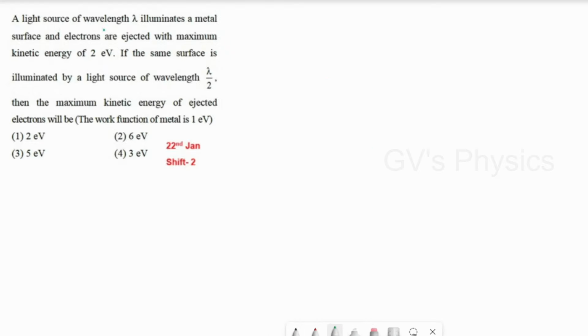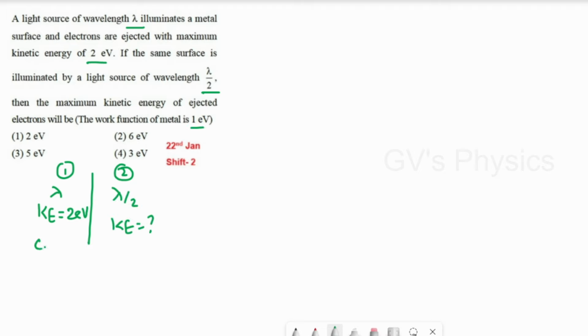Second question: a light source of wavelength lambda illuminates a metal surface and electrons are ejected with kinetic energy 2 electron volt. If the same surface is illuminated by a light of wavelength lambda by 2, then the maximum kinetic energy is. So they have given two conditions. In the first condition, the initial wavelength is lambda. That time the kinetic energy of photoelectrons is 2 electron volt. Coming to the second condition, the wavelength is lambda by 2, and we need its kinetic energy.